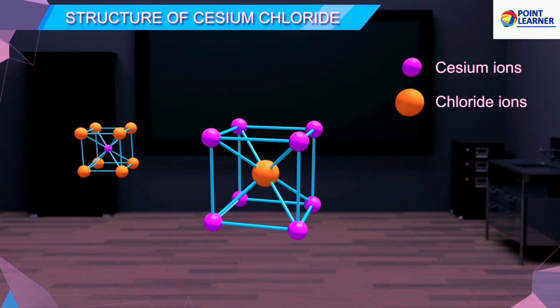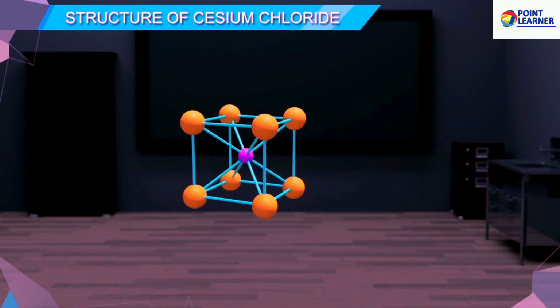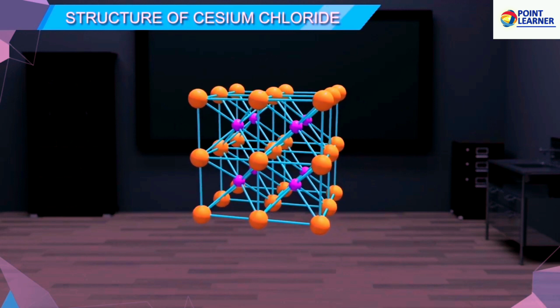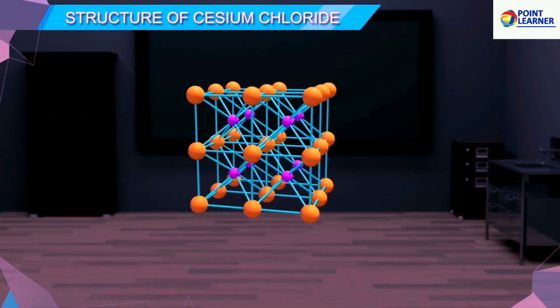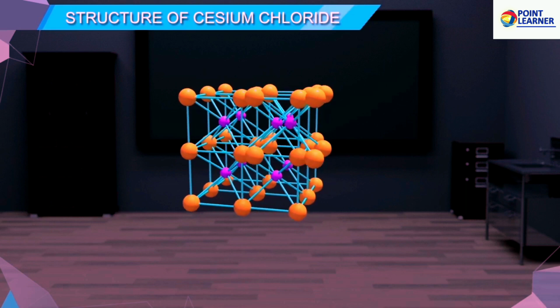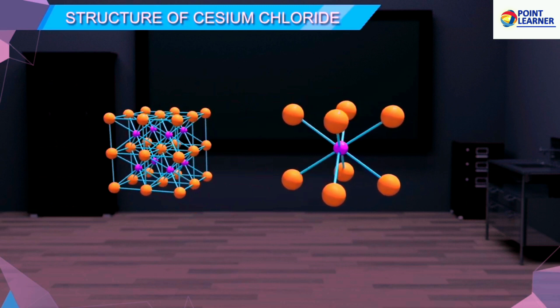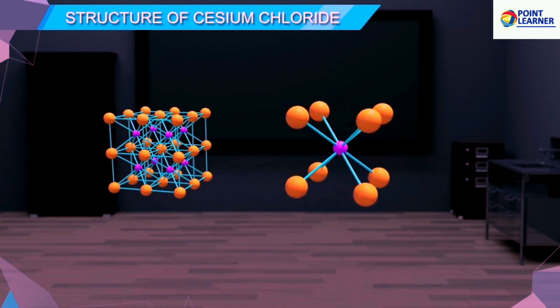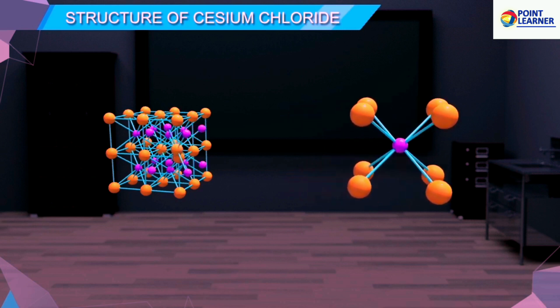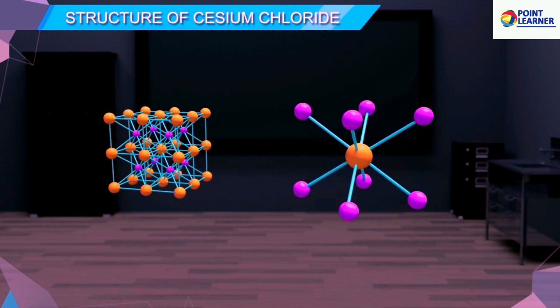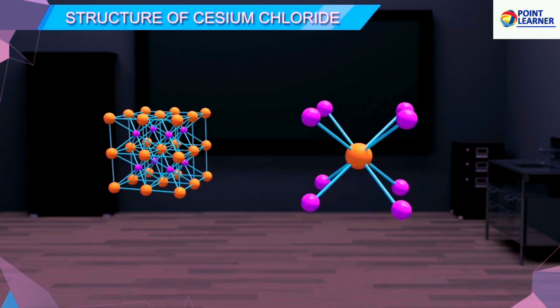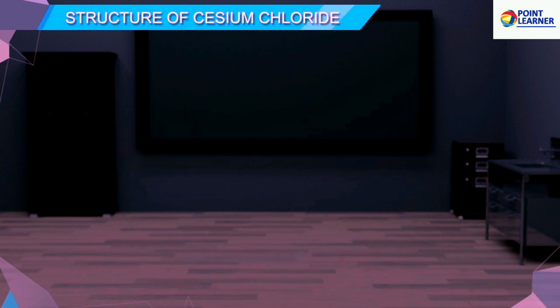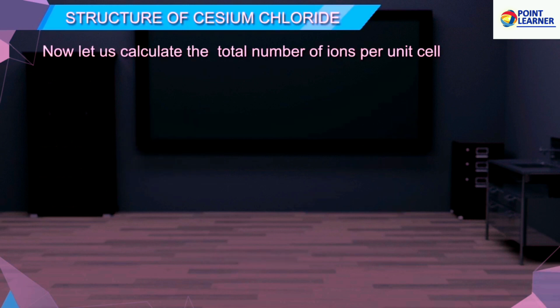crystal lattice. If we consider the first structure, in which chloride ions occupy the corner positions while cesium ions occupy the center of each cube, then we will notice that each cesium ion is touching 8 chloride ions, and each chloride ion is touching 8 cesium ions. So, the coordination number is 8. Now, let us calculate the total number of ions per unit cell.